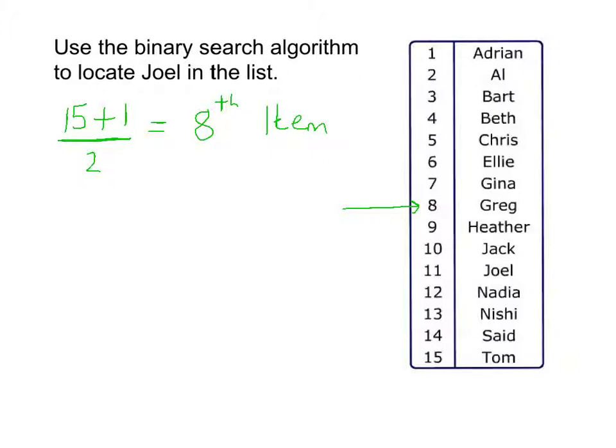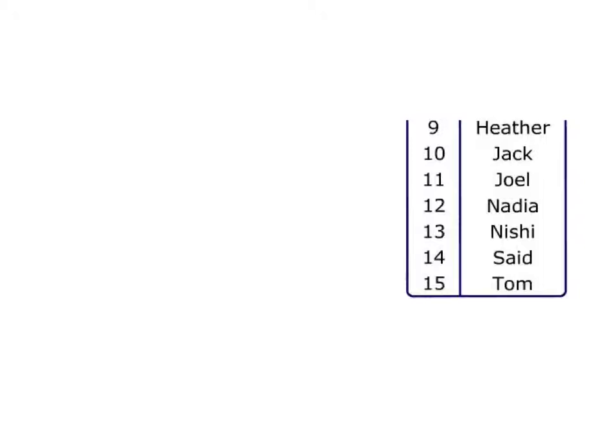Now, as our list is in alphabetical order, we know that the name Joel, if it's in the list, must appear after Greg. So we can reduce our list now, and in fact, we can get rid of the entire list above Greg, because we can be sure that the name Joel won't be in that part of the list. So this is our reduced list.